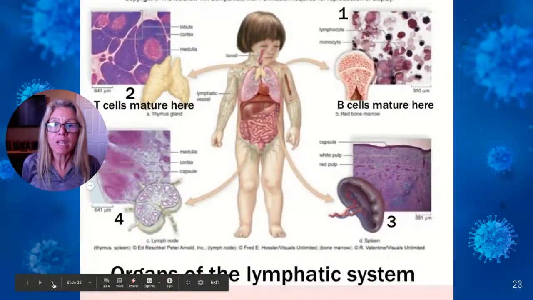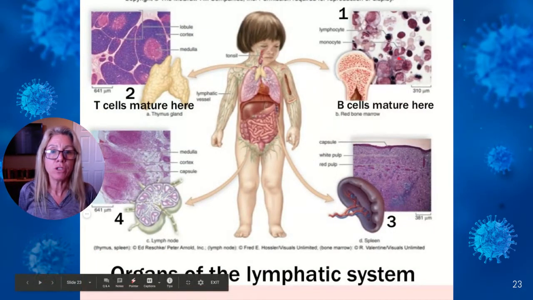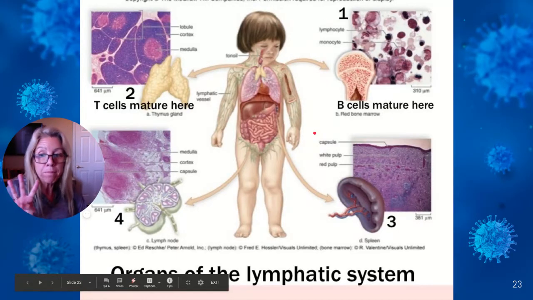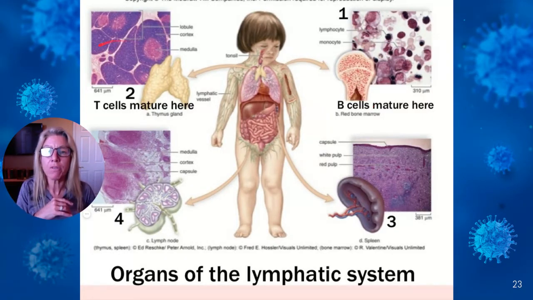All right. Next, let's look at the organs of the lymphatic system. So you have 4 main ones. You've got your bone marrow, and your bone marrow produces all your blood cells. I'll show you some pictures of that in just a minute. You've got your thymus gland, you've got a spleen, and you've got lymph nodes.